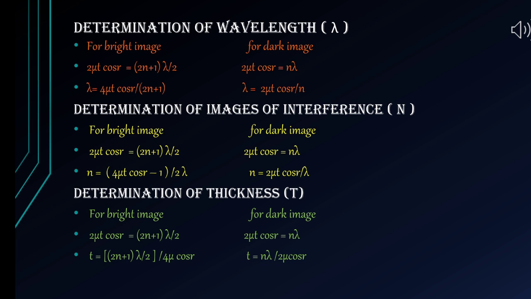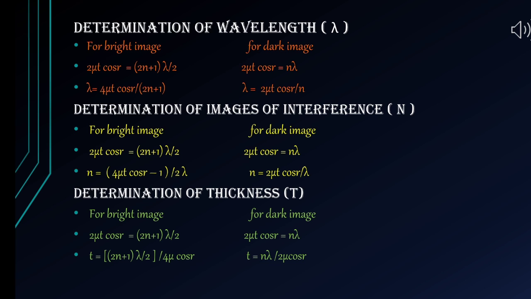Now coming to the determination of images of interference, that is represented by n. n is equal to (4 mu t cos r minus 1) divided by 2 lambda. This is for the bright image. Now coming to the dark image, n is equal to 2 mu t cos r divided by lambda.